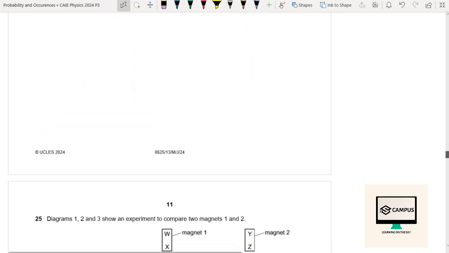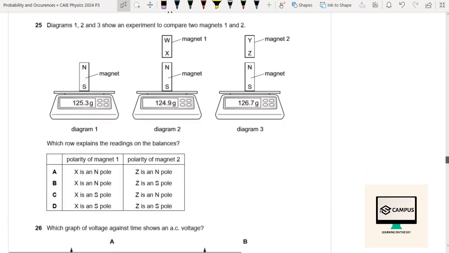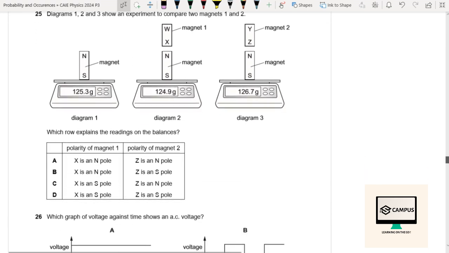Moving on to question number 25. Diagrams 1, 2, and 3 show an experiment to compare two magnets, 1 and 2. Which row explains the readings on the balances? When you place a single magnet, the scale reads 125.3. When magnet 1 is arranged in this manner with X on this side, its distance decreased. That means it is applying a pulling force upward.